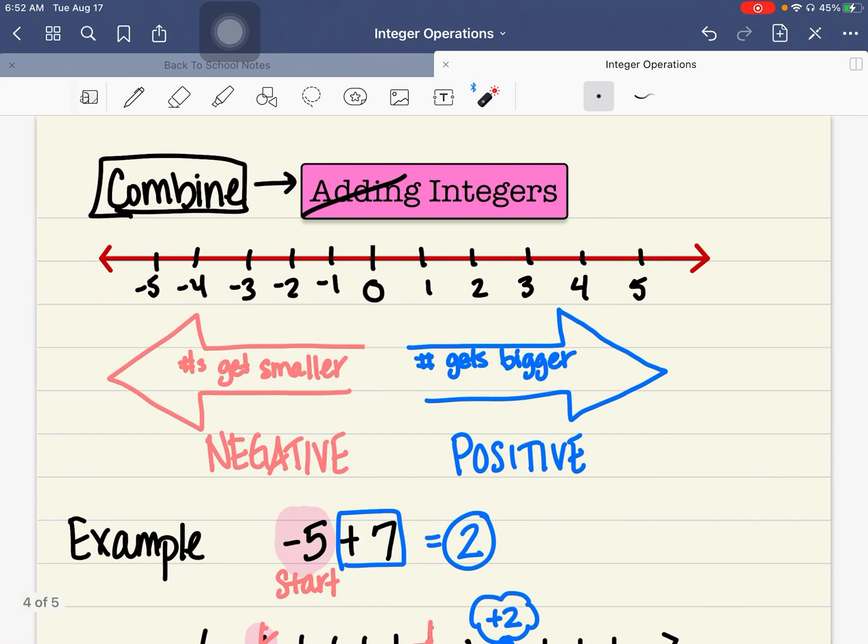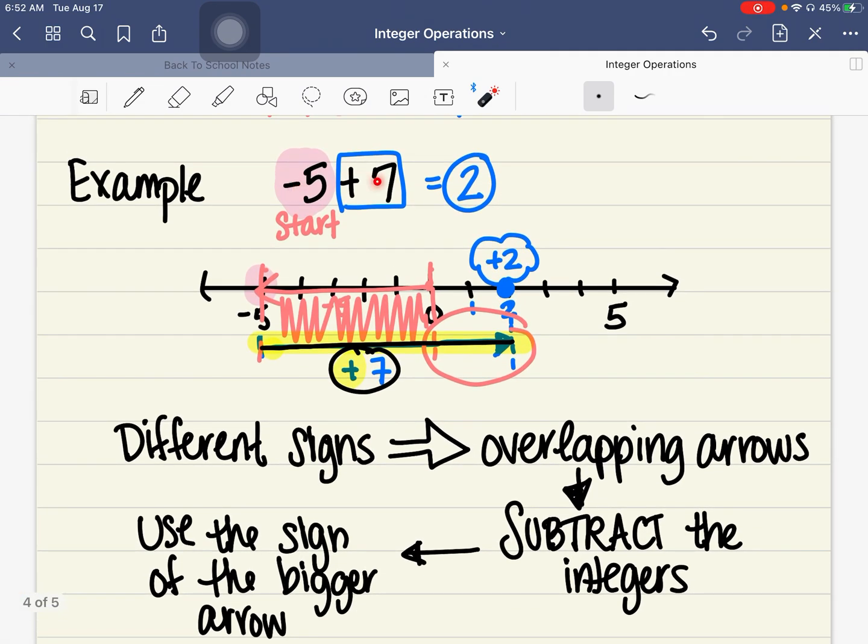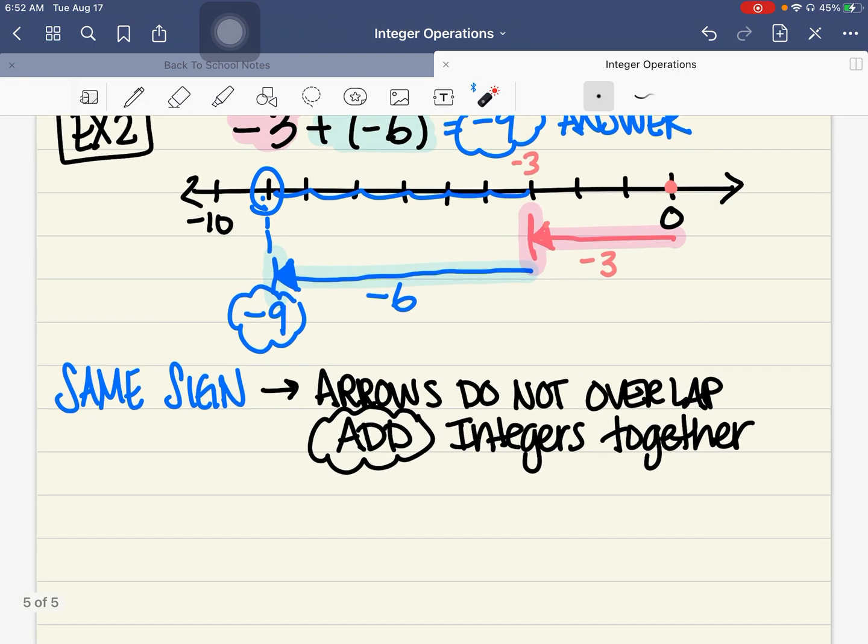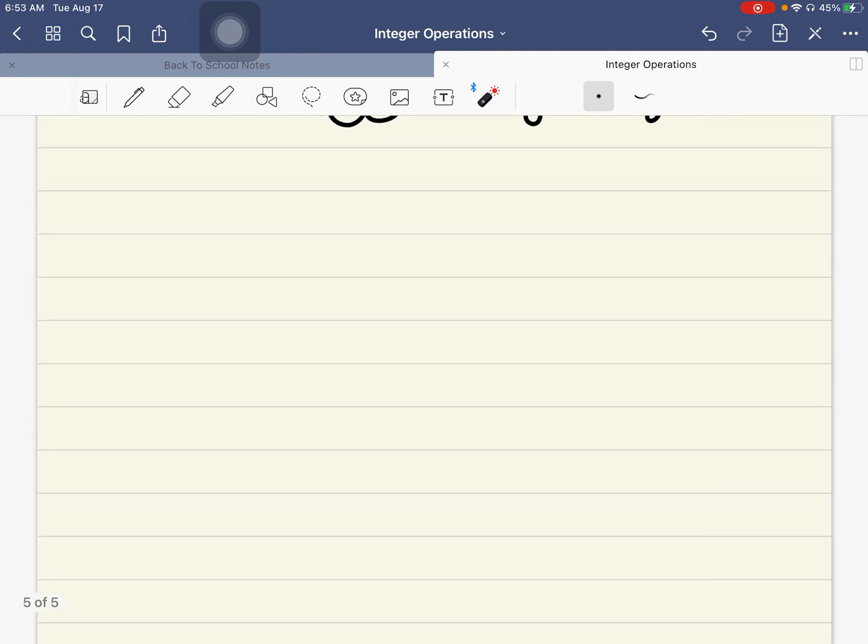If we go back to our other example, when these were different signs, we had one that went to the left, and then we had one arrow that goes to the right. They overlap, they cancel each other out, and then that's when we subtract our integers. Okay, so that's kind of the basics of that. What happens when we have 3 integers we want to put together?